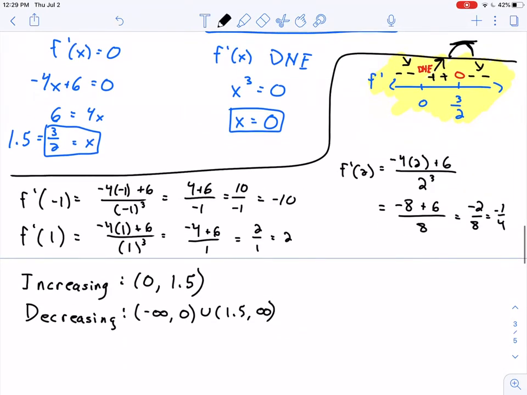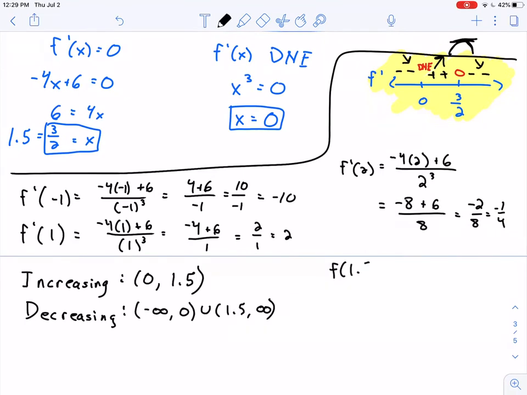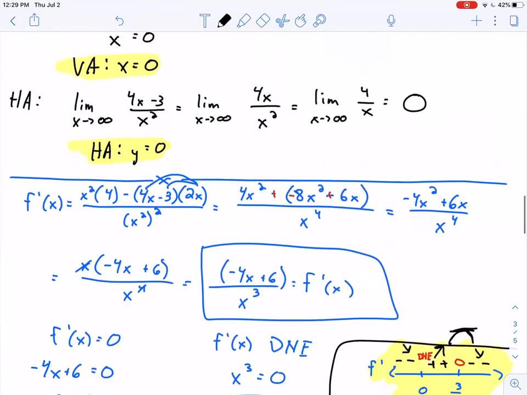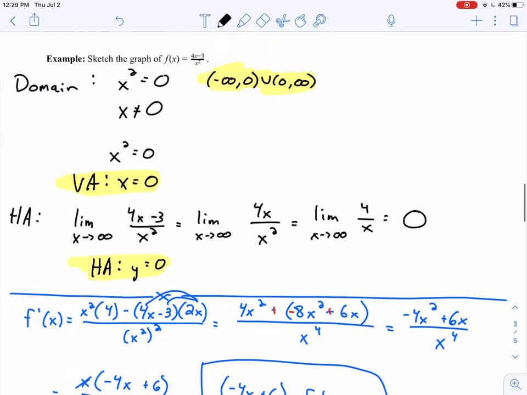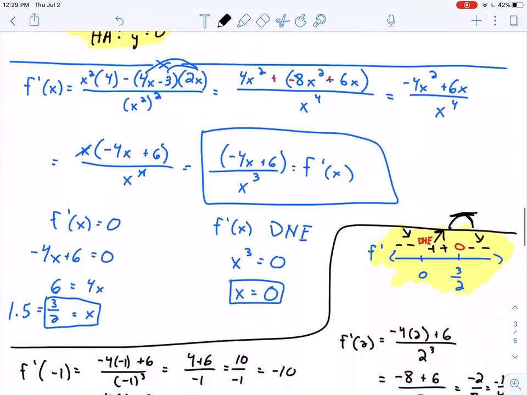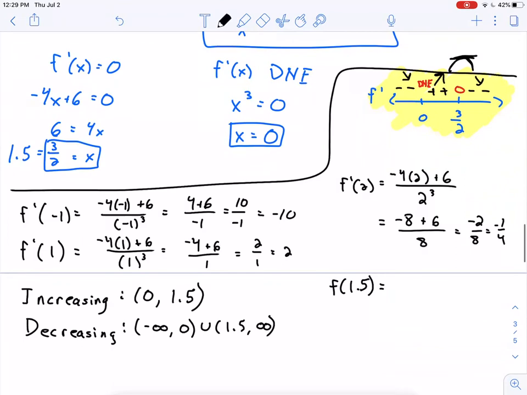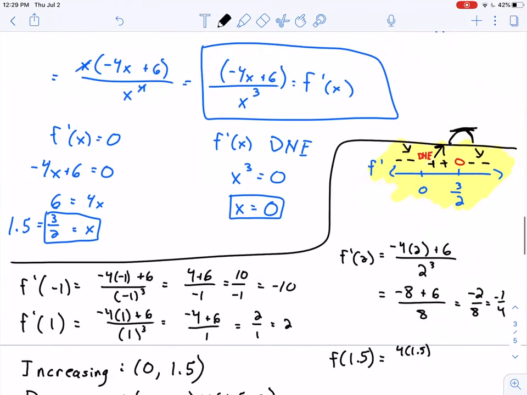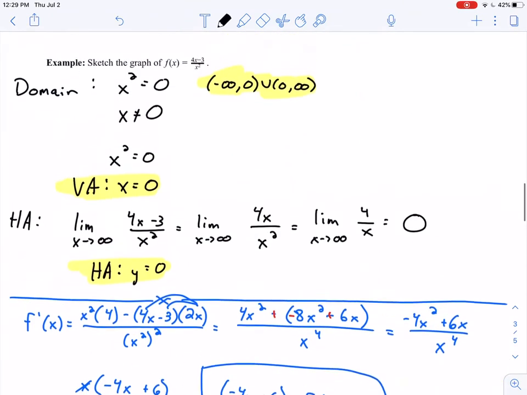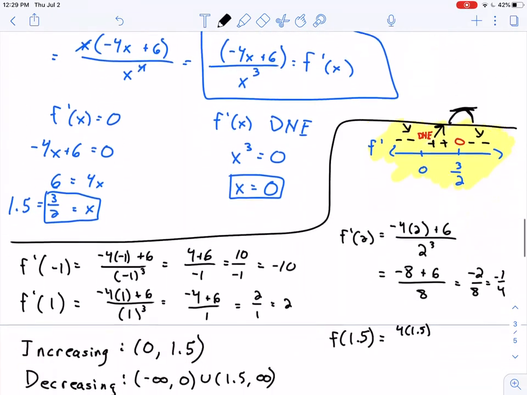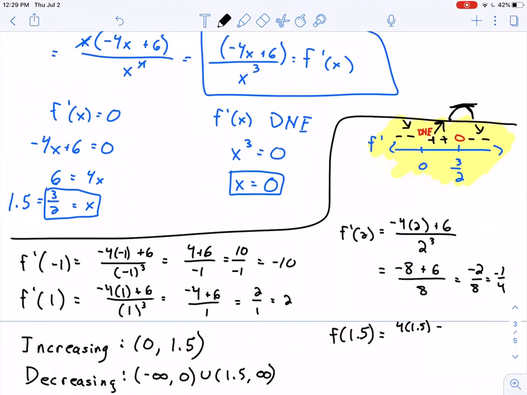So I'm going to take 1.5 and plug that into my original function, which I've already forgotten what it is. What is that? 4x minus 3 all over x squared. So 4 times 1.5, was that squared? I already forgot. No, 4x minus 3. 4 times 1.5 minus 3 divided by 1.5 squared. There we go. And we can go and get a y value for this.